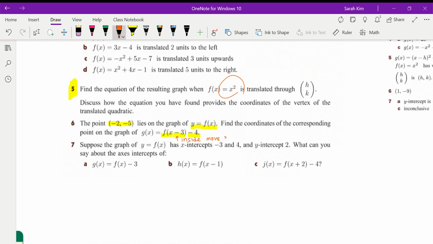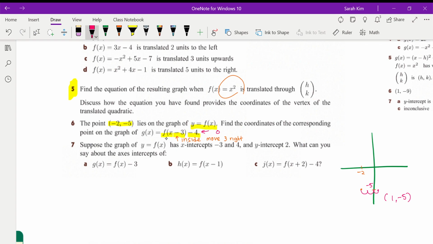Move 3 right horizontally. Okay, so let's just draw that point so we are a little bit familiar with what we're doing. So let me draw roughly where (-2, -5) lies. So -2, let's say, and then -5, let's say over here. So that's going to move 3 to the right. So let's do that first. So go to -1, to 0, and then 1. So at the moment, it's (1, -5). Okay, happy with it? Now I just have to make sure I do the outside.